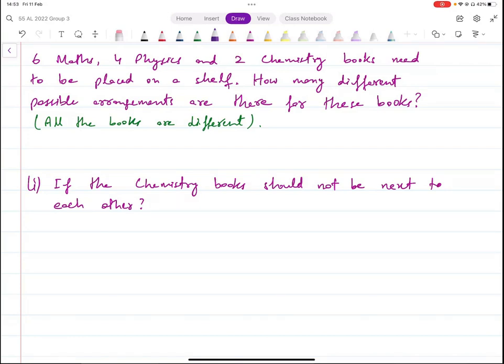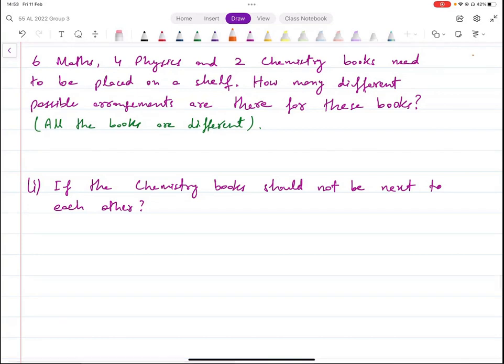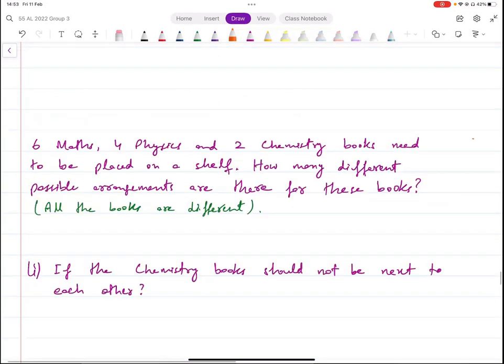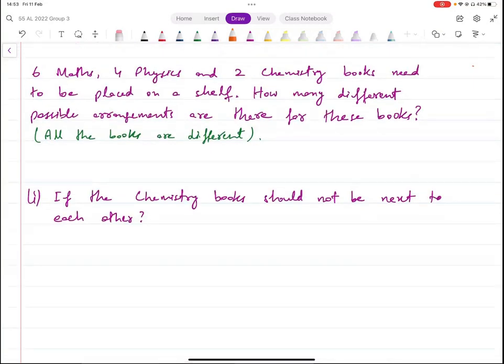So again, it's the same example, but now we're looking at some other kinds of restrictions. If the chemistry books should not be next to each other, chemistry books इकट्ठे नहीं हो सकती, उनके दरम्यान में there should be something else. How do you think about this? Chemistry books cannot be together. We can minus it by the total number of arrangements. If we calculate all the arrangements where chemistry books are together, and we minus it from the total. Exactly. So that's very good.